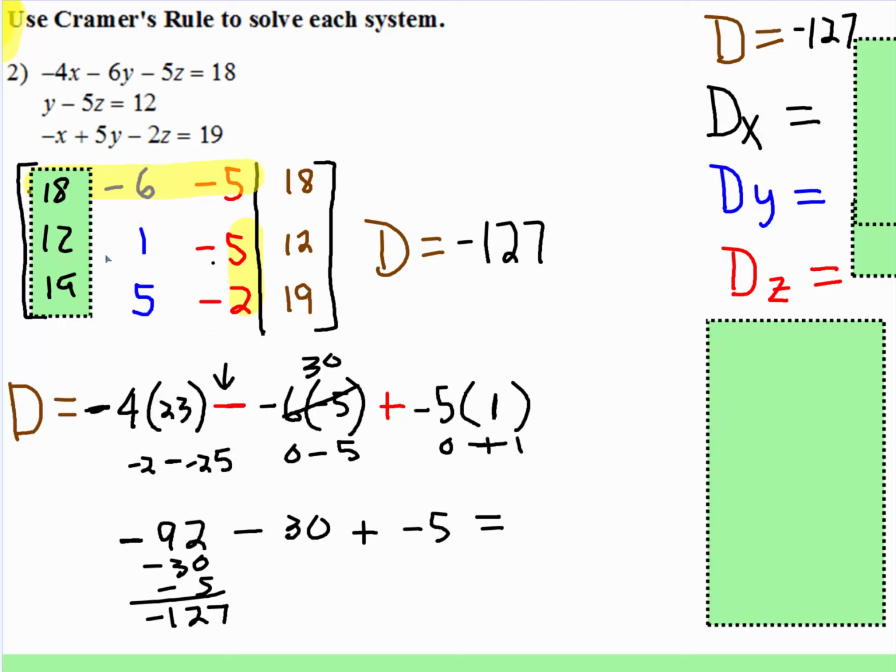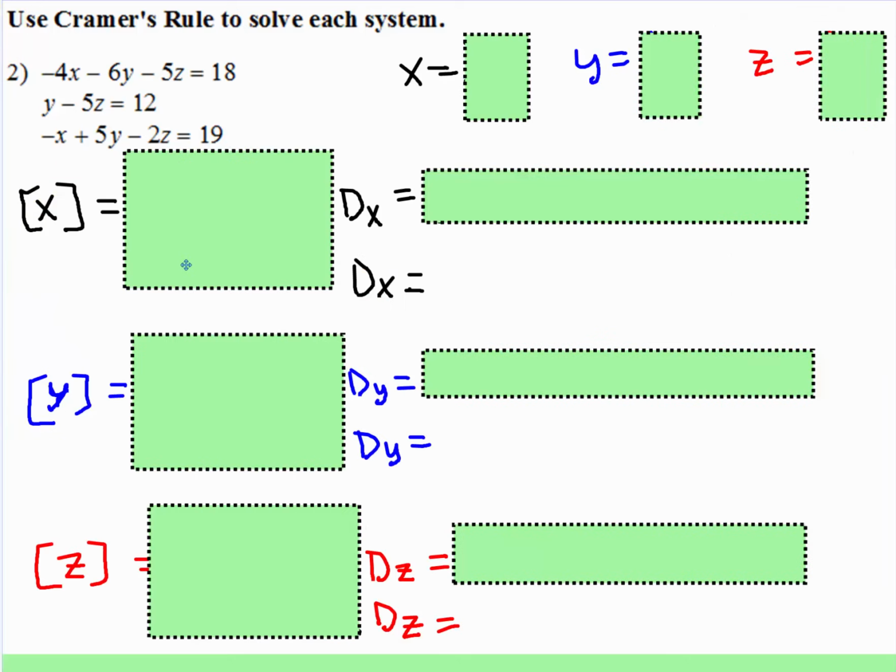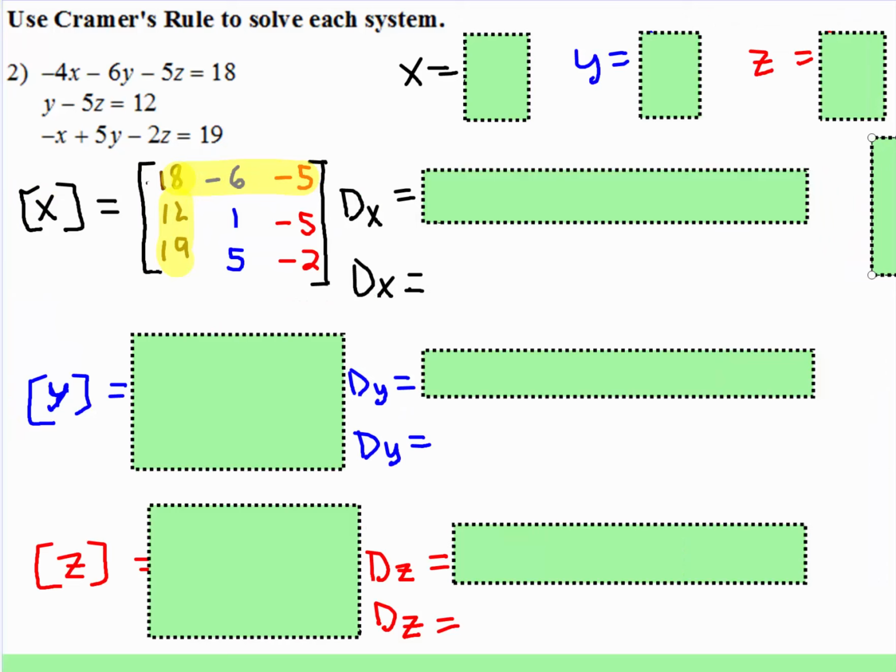Then when we create the Y matrix, we're going to put those over the y coefficients. Then for the z matrix, we'll put the 18, 12, and 19 over the z coefficients. So, alrighty. So for the x matrix, this 18, 12, and 19 covers up the -4, 0, and -1.